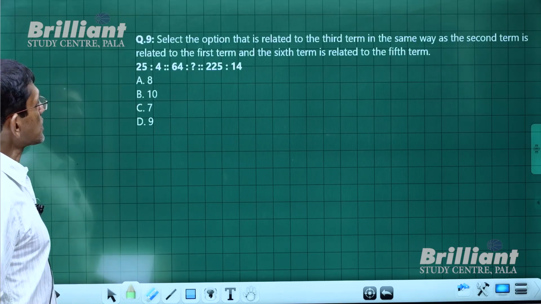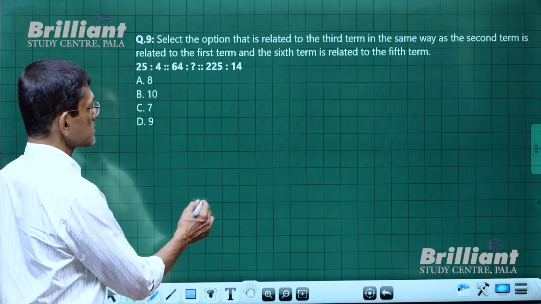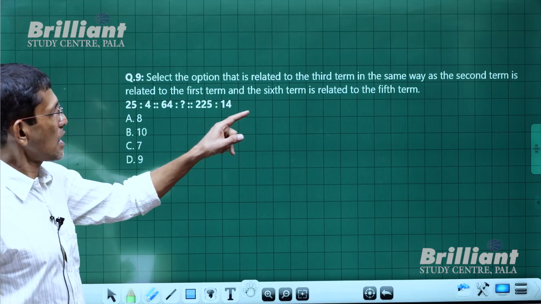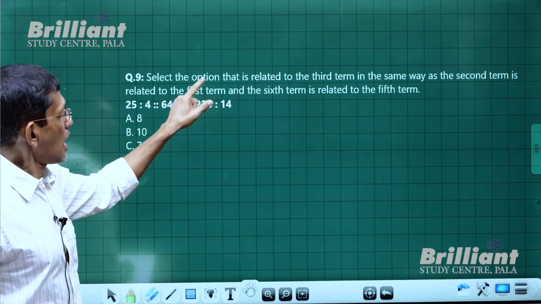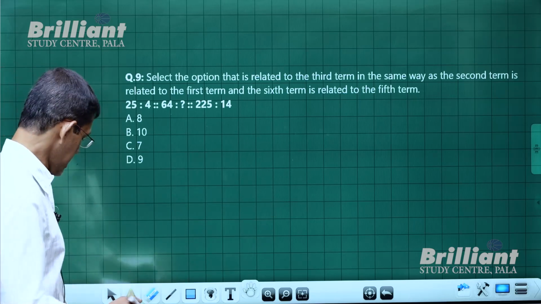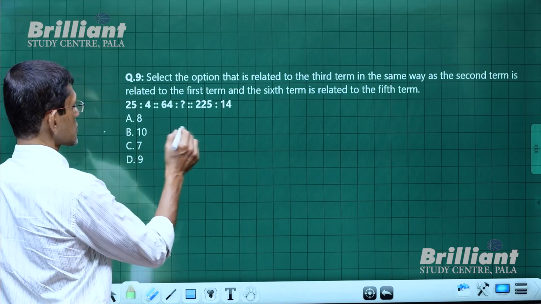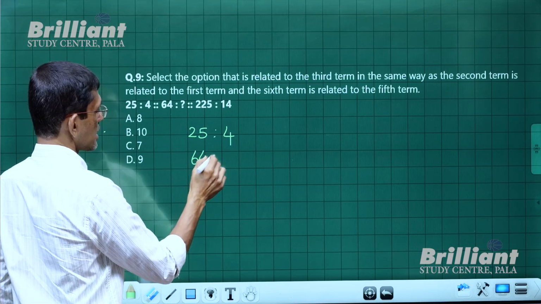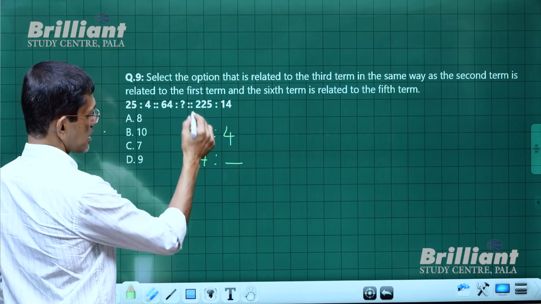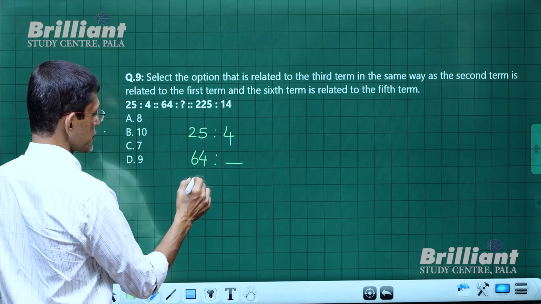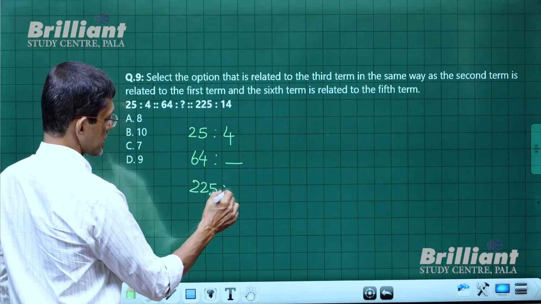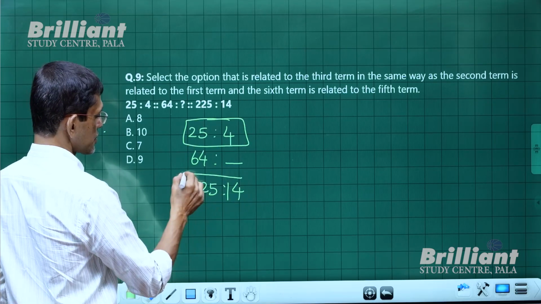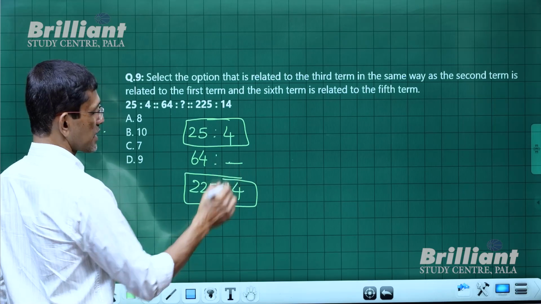Okay, next one, question number 9. Select the option that is related to the third term in the same way as the second term is related to the first term, and the sixth term is related to the fifth term. Okay, pretty much we take it this way. So 25 and 4, there is some kind of a relation. 64 and there is a question mark here, so we need to find the answer there. And 225 and 14. So we have to look at these two. There is a pattern for these two pairs. So based on that pattern, you need to find the answer here.